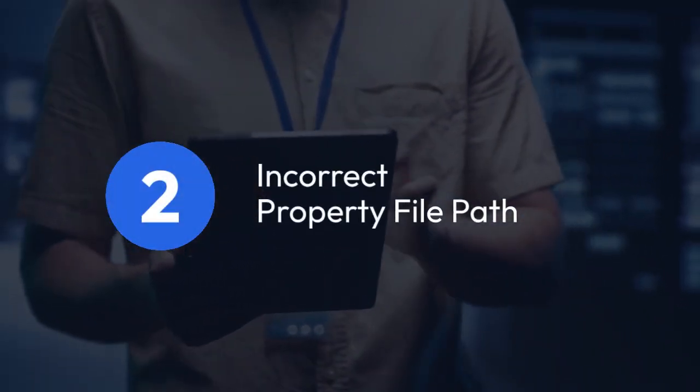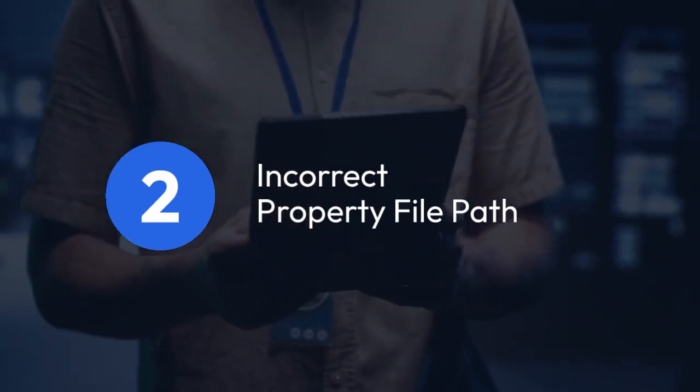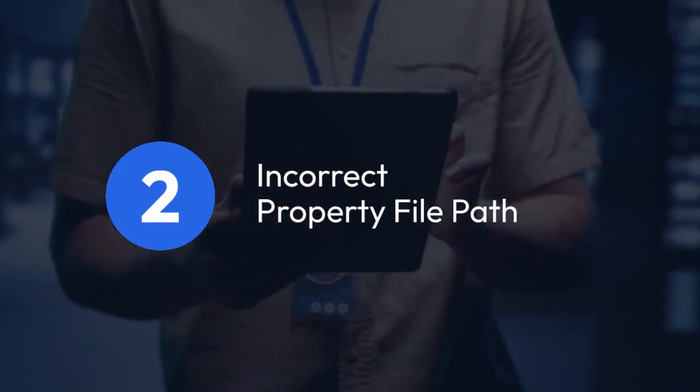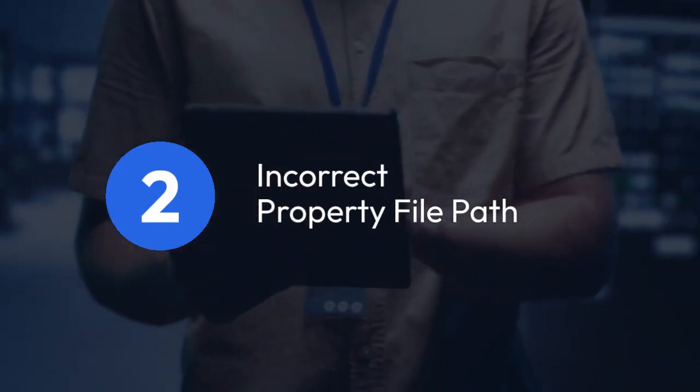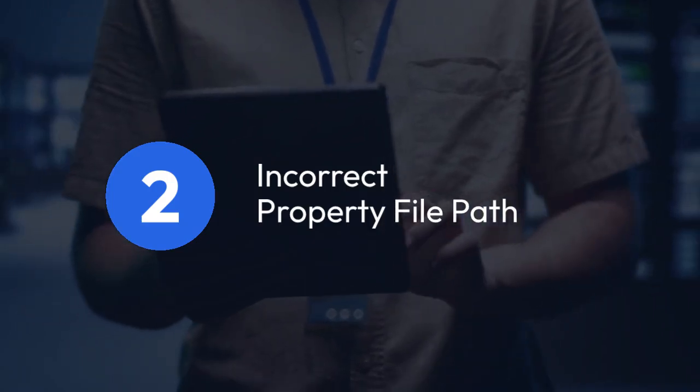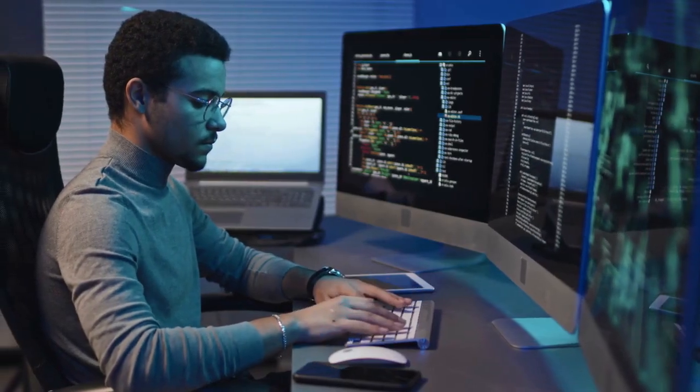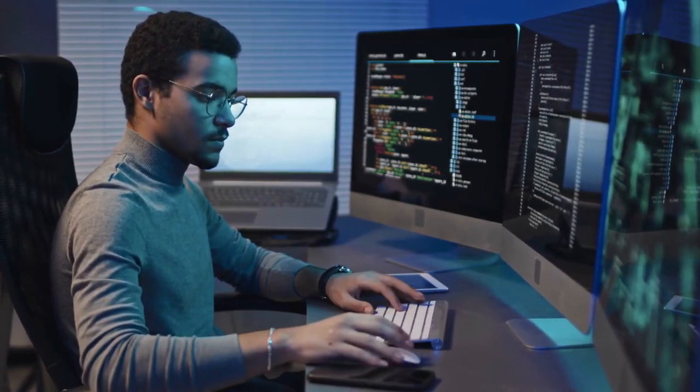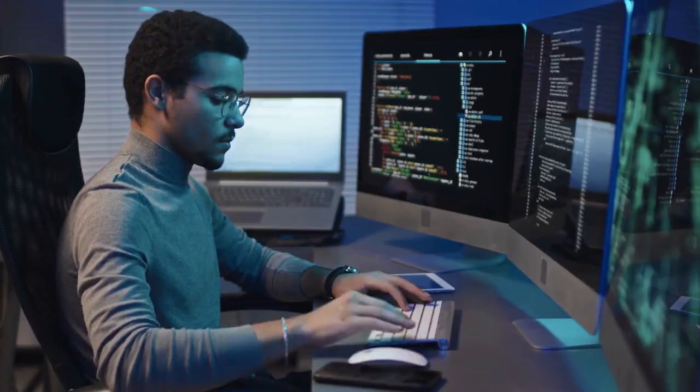2. Incorrect property file path. If your property file isn't in the default location, usually src/main/resources, Spring won't find it. Double-check the path you've specified or use the correct relative path within your application context configuration.